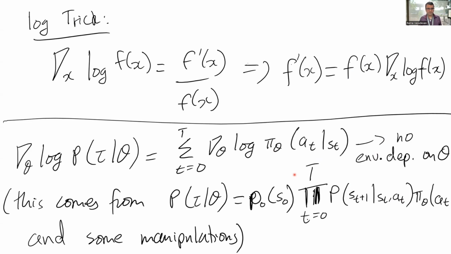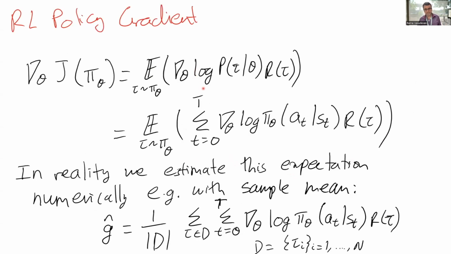However, it's numerically easier to take the log probabilities, because then we can just sum them instead of having to multiply them. So we take the log probability here, and we can rewrite this expression as a sum from t equals 0 to some time step T of the gradient with respect to theta of the log of the policy, log pi, with the actions conditioned on the particular states, multiplied by the returns that I get by following these trajectories.